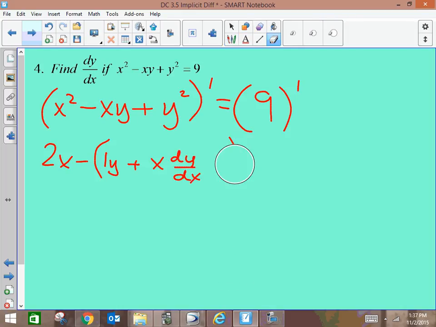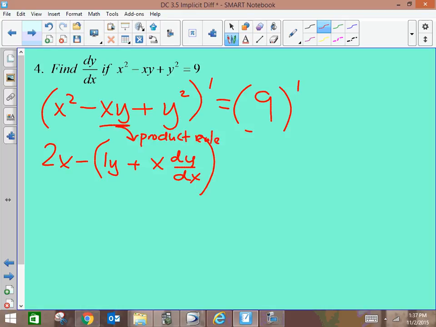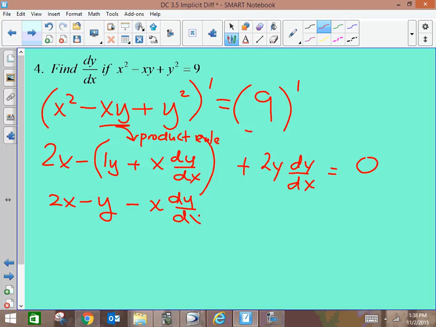Yay, okay. That's the product rule. Okay, what's the derivative of y squared? dy dx. Very good, Ella. The derivative of 9? Okay. So we have 2x minus y minus x dy dx plus 2y dy dx.